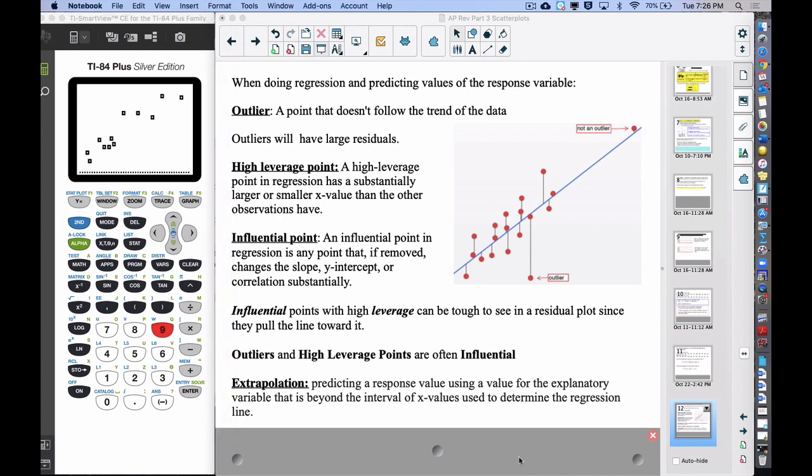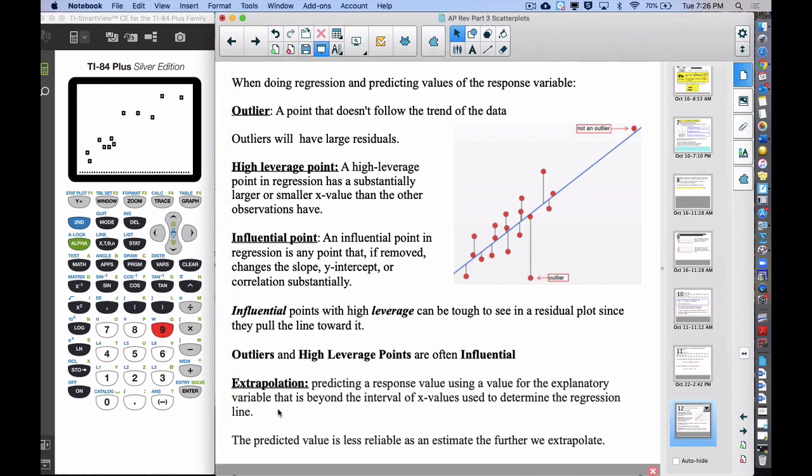And the bottom line with extrapolation is that it's less reliable the further we get from the set of points. I could maybe go a little bit bigger in the X direction and have the model still hold fairly close. But the farther away you get with your X values, the less reliable that extrapolation is.